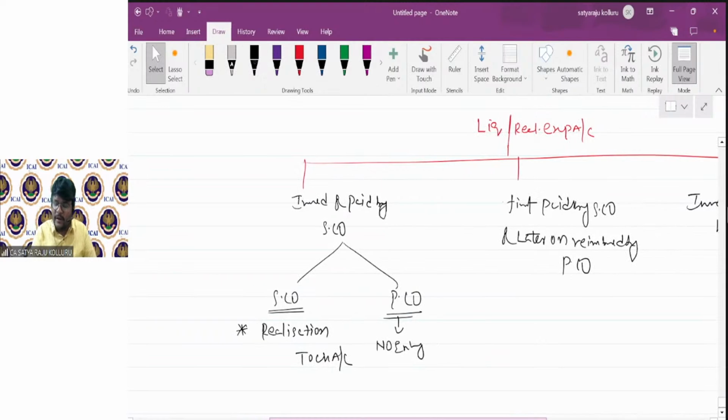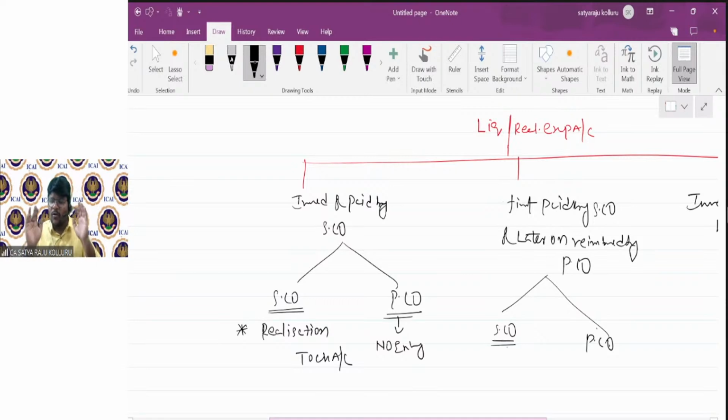Now, if you come to the second scenario, liquidation expenses are initially incurred and paid by me. Later on, those will be reimbursed by the purchasing company. That means these are not your real expenses. You are incurring them right now, but since they will be reimbursed, they are not your expenses. If you are paying, then cash will go out, but it needs to be recovered from whom? The purchasing company. That's why you debit the purchasing company.